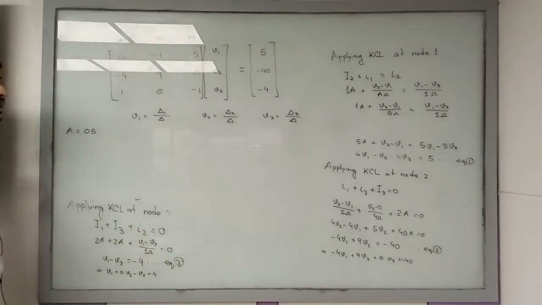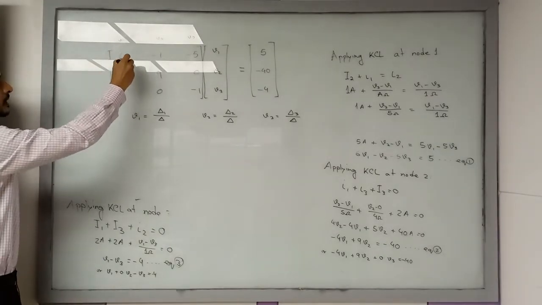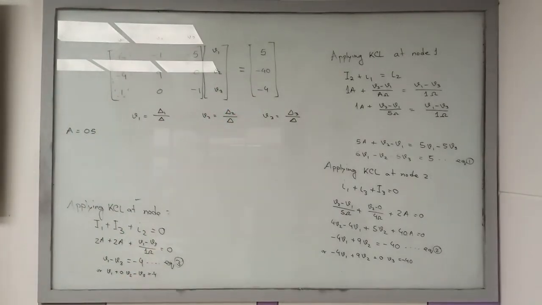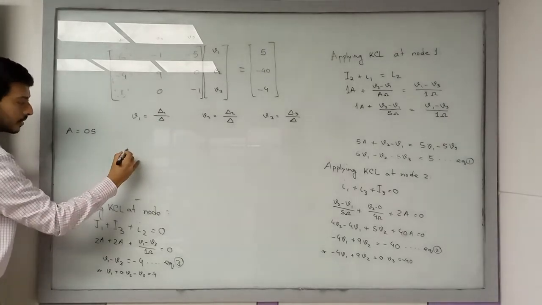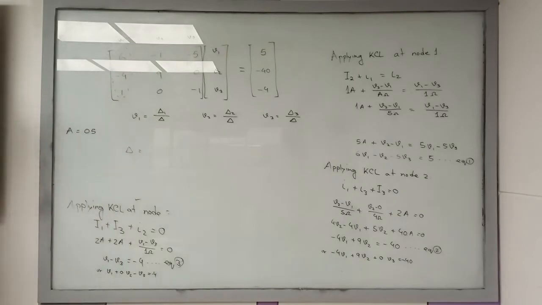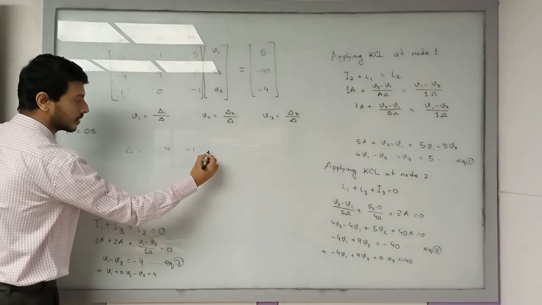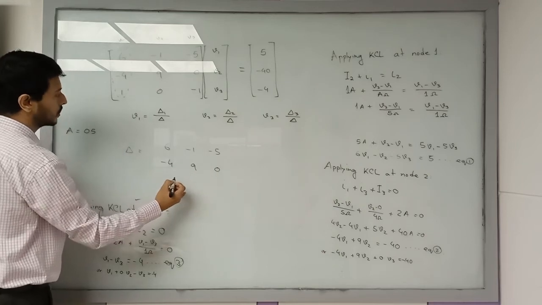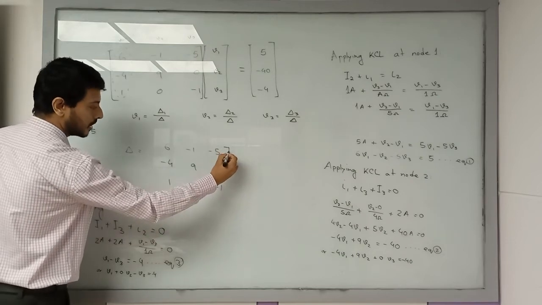So, what is your del 1? Del 1 is nothing but you have to replace this V1 column by this constant term and find the determinant. Okay? So you know how to find the determinant, right? Yes. So if I find this determinant, del, this del matrix is this one, okay? So find the determinant of it. This is 6, minus 1, 5, minus 4, 9, 0, 1, 0, minus 1, right? Find the determinant.